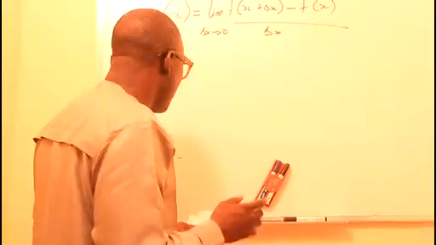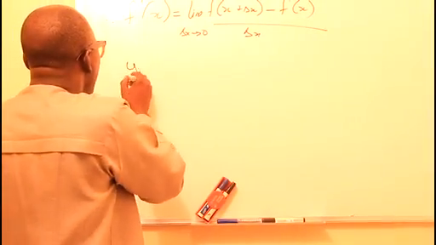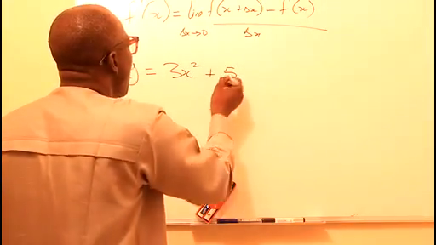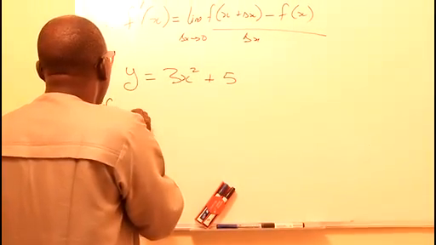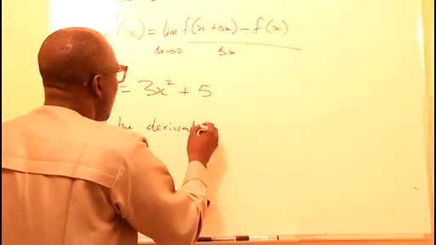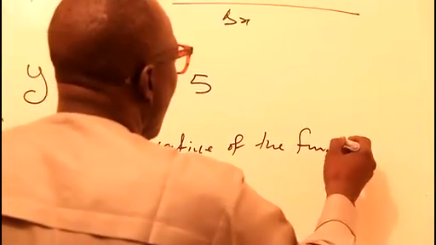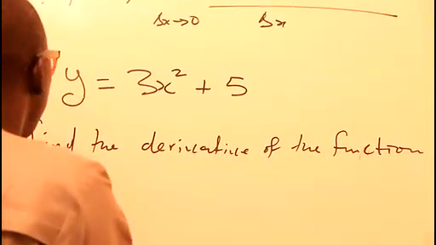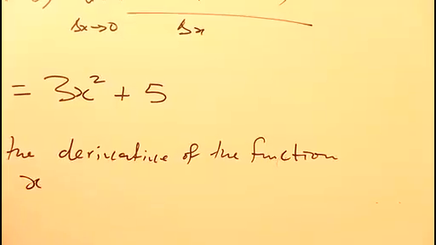In applying it, let's see, suppose you are given something like this: y being equal to 3x squared plus 5. And they say, okay, find the derivative of the function with respect to x, WRT, with respect to x. Now what do we need to do?